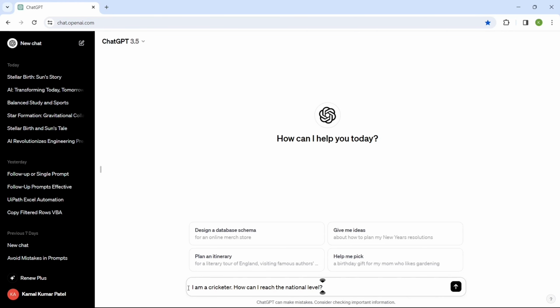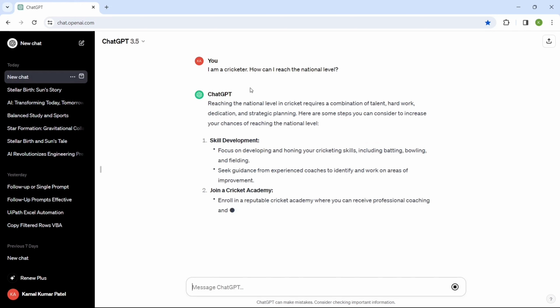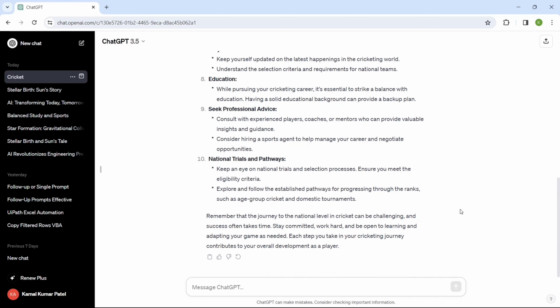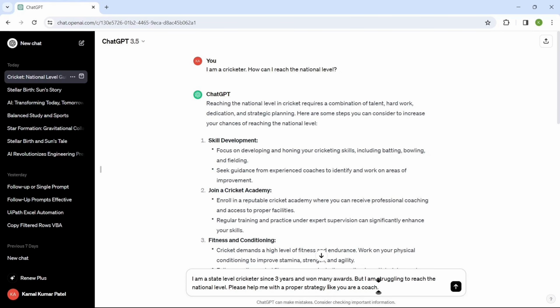If I simply write, "I'm a cricketer, and how can I reach the national level?" it's not a good prompt because it doesn't have any background information. It will give a very generic response without understanding your background and your actual pain point. But if you give your background detail, it will help the AI model prepare the response in a more accurate manner. So now I have improvised my prompt.